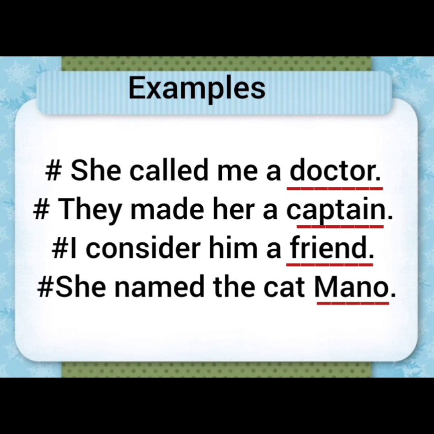They made her a captain. Analyze this sentence according to structure. They is the subject, made is the verb here. Her is the object and a captain is used to modify her, to describe the object her here. I consider him a friend. Again, I is the subject, consider is the verb and him is the direct object here. And a friend is used for this object him. She named the cat Manu. Now, is Manu the name of she or the cat? Yes, Manu is the name of the cat, the object of this sentence. So that's how object complements are explained here.